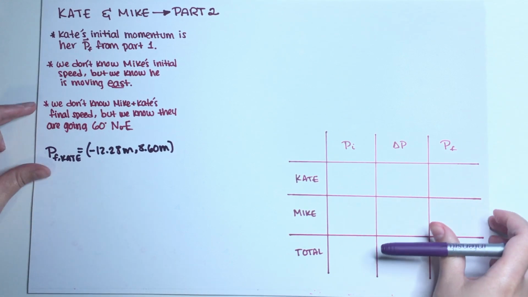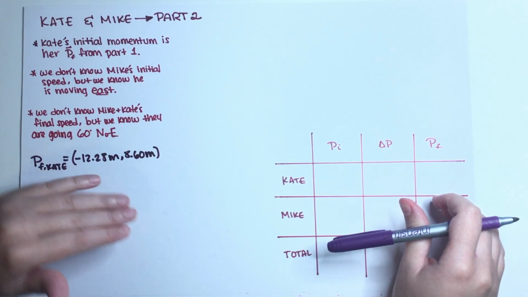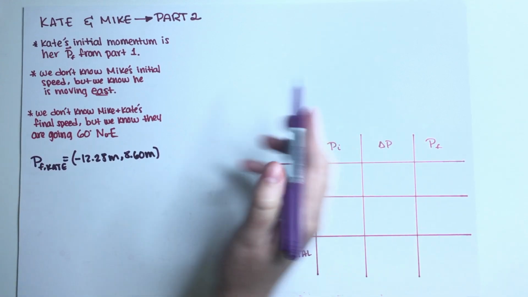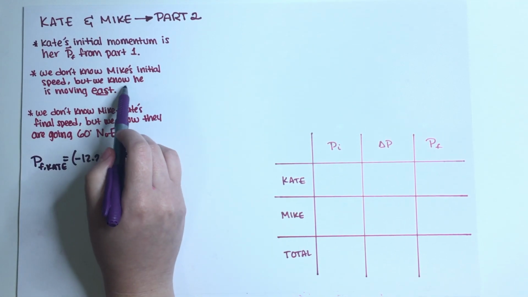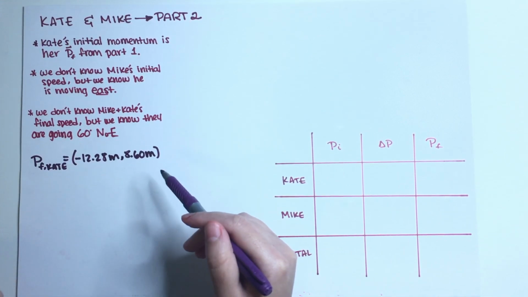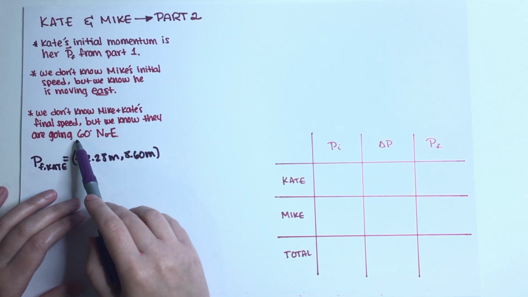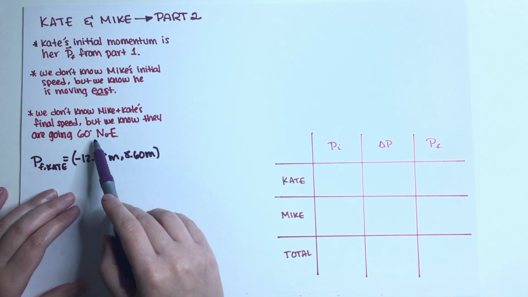So in this part of the problem, Kate is already detached from the sled. She is moving and she's going to hit Mike. We don't know Mike's initial speed, but we know that he's moving east. And also, once they hit each other, we don't know their final speed, but we do know that they are going 60 degrees north of east.